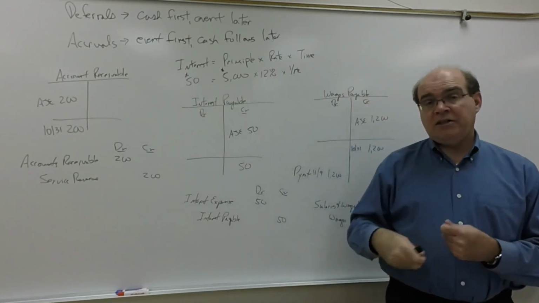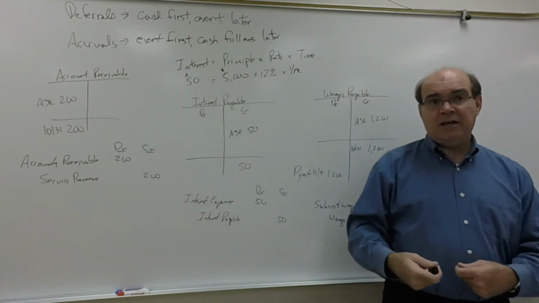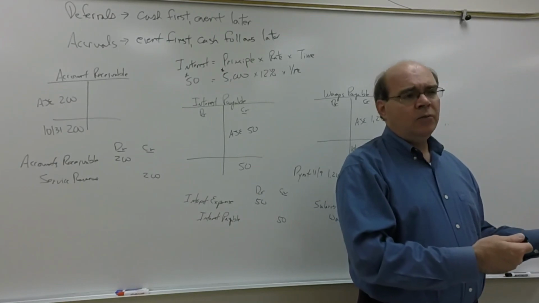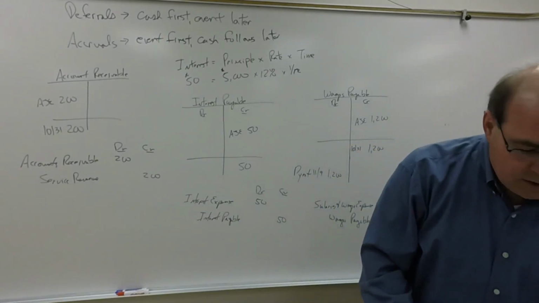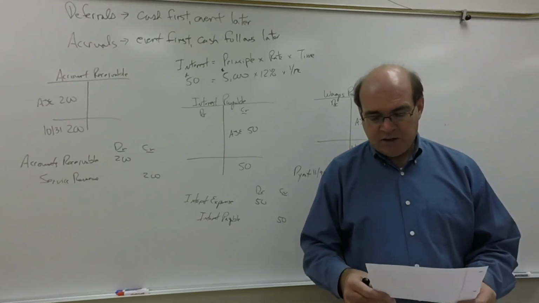The other thing is you should always have one asset account or liability account on one side of the entry, and then you should have expense or revenue accounts on the other side. So you're always going to affect the balance sheet and the income statement.